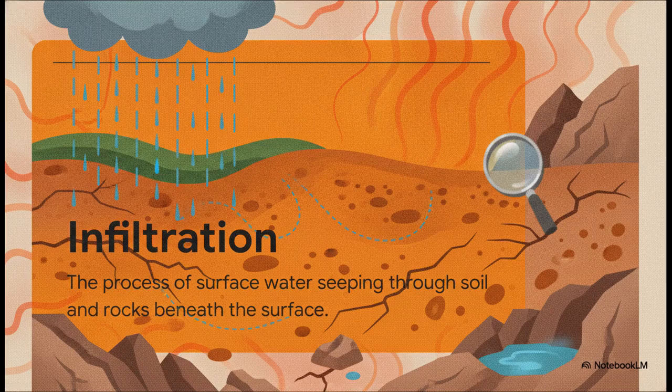It doesn't just all flow away into rivers. A huge amount of it goes through a process called infiltration. Now, this is a great vocabulary word for your exams. Infiltration is quite simply the process of surface rainwater seeping deep down through the soil and through cracks in the rocks beneath the Earth's surface.